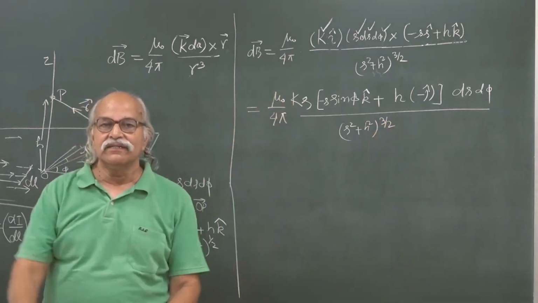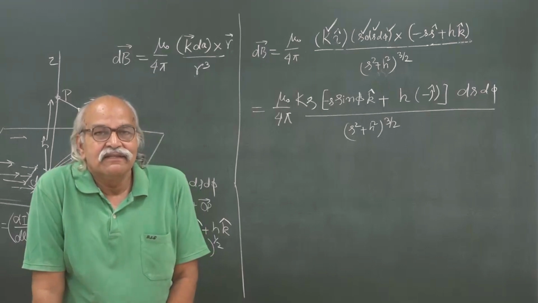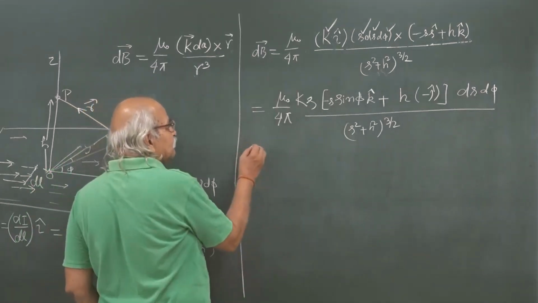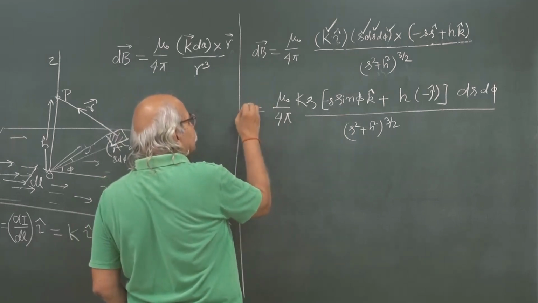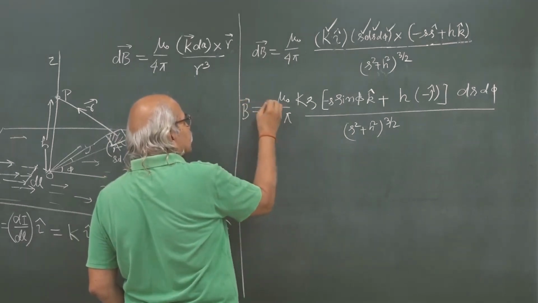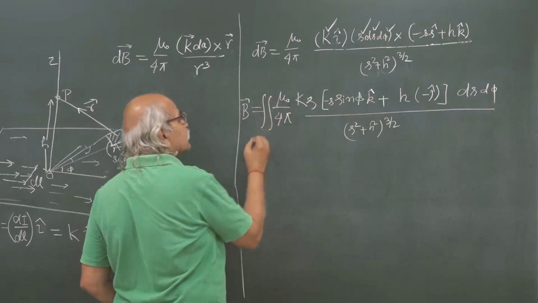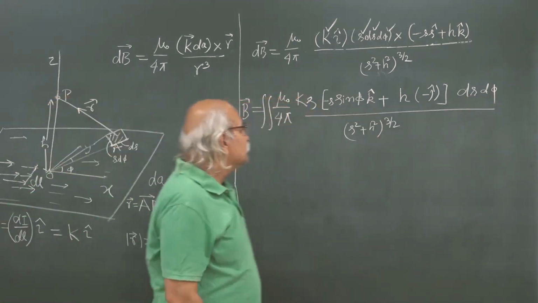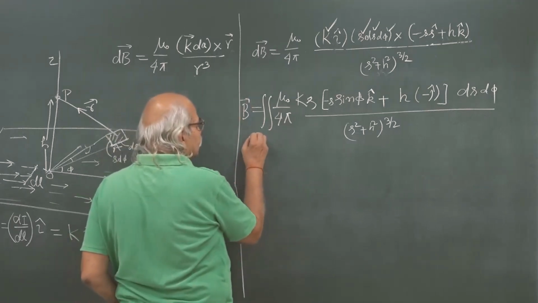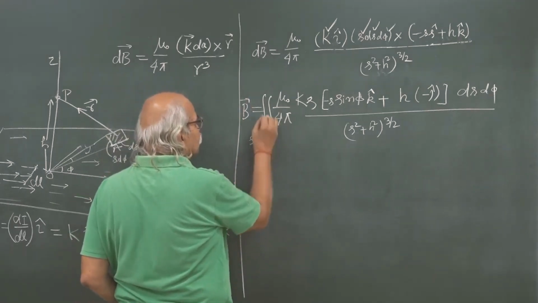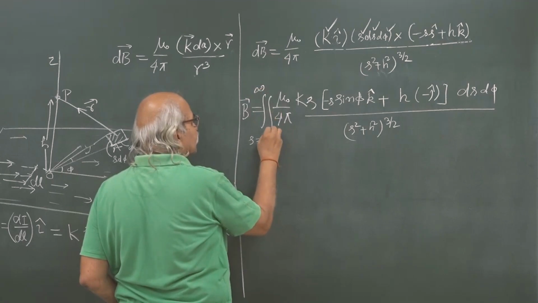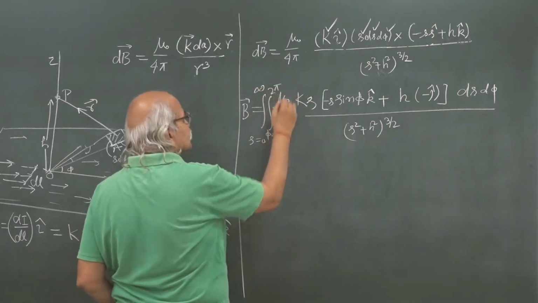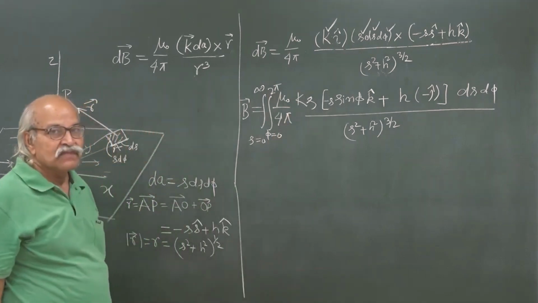Now integrate. For getting the net magnetic field, integrate. So your B will be, just let us write, B will be the integration of this. Two integrations, one for s, one for phi, and the limits are s will go from 0 to infinity and phi will go from 0 to 2 pi. So, that is this B.